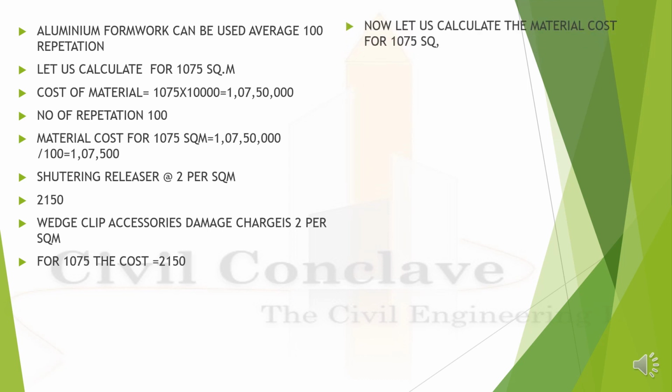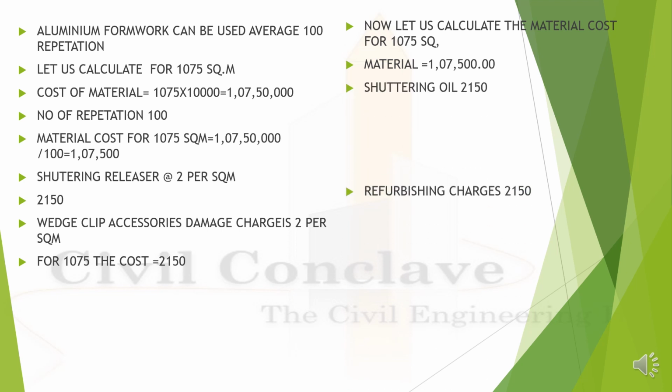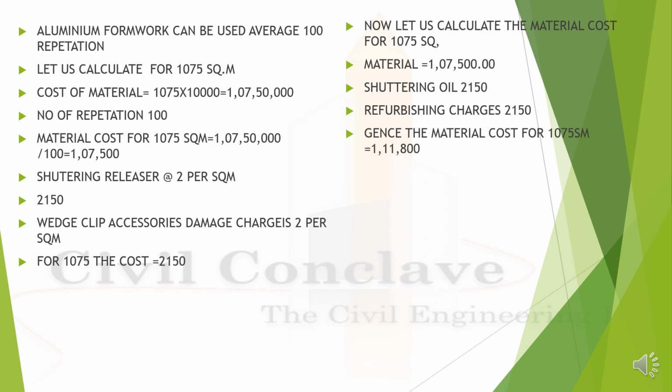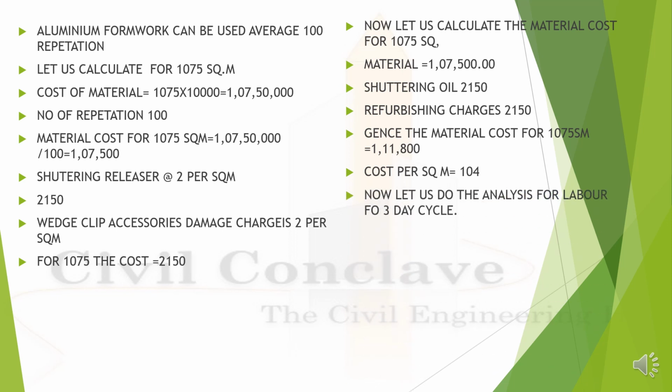Now, let us calculate the material cost for 1075 square meter. Material: 1 lakh 7,500 rupees. Shuttering oil 2150. Repairing charges 2150. Hence, the material cost for 1075 square meter will be 1 lakh 11,800. Cost per square meter will be 104 rupees.